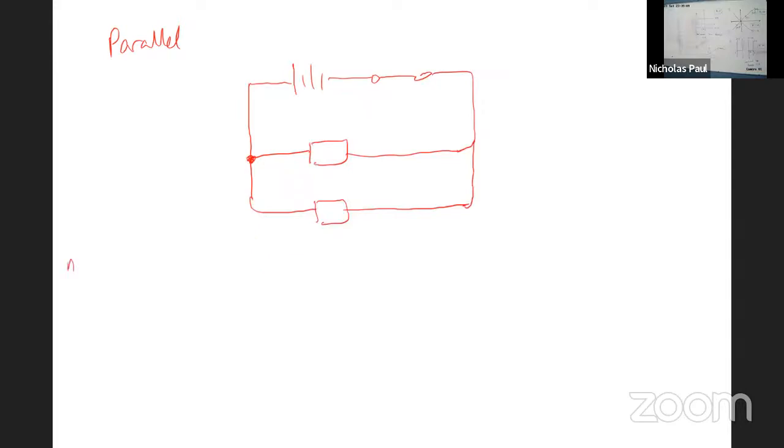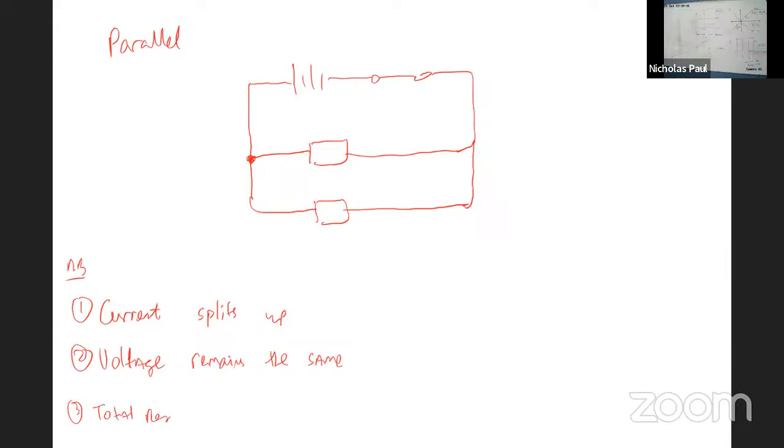What do we know about parallel circuits? Number one, current: it splits up. Second thing, what do we know about voltage? Voltage is the same. And I'm giving you the total resistance formula now. It's a little bit different: 1 over R is equal to 1 over R1 plus 1 over R2. That's for two resistors.